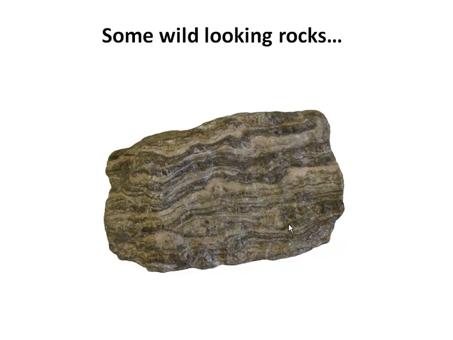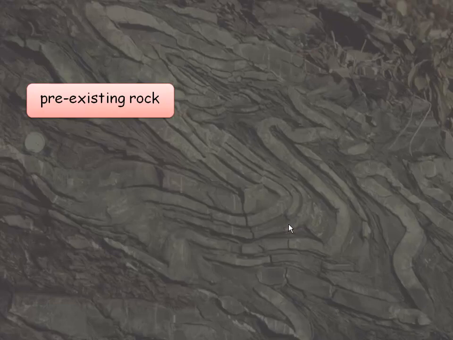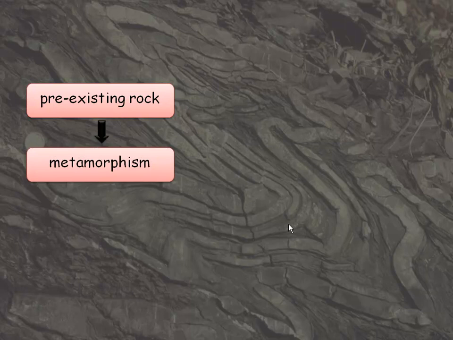And these rocks are kind of fun because they're wild looking. A lot of them have some interesting structures. Oftentimes they're fairly easy to identify because of those structures. Those structures get created in those intense environments. So we're going to start off with a pre-existing rock. We're going to take either an igneous rock, a sedimentary rock, or possibly even a metamorphic rock. So any of the three rock types can be our pre-existing rock. And then we're going to subject it to the process of metamorphism.